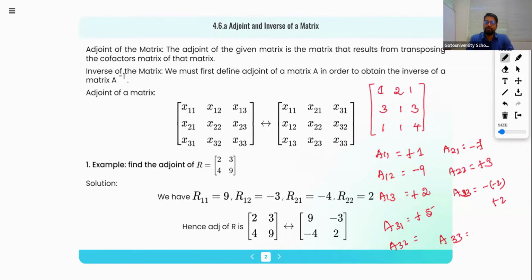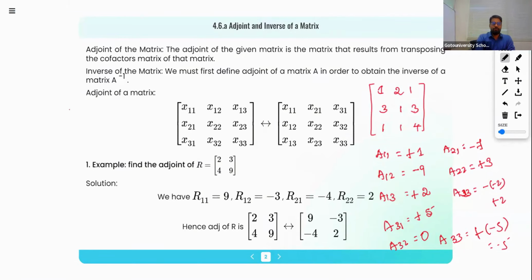Okay, A32. This is the element. I have to eliminate this column, second column and third row. 3 1s are 3, minus 3, 0. So that means it's going to be 0, whether it's plus or minus doesn't matter. Last one plus 1 minus 6, which is minus 5. So I end up with minus 5.